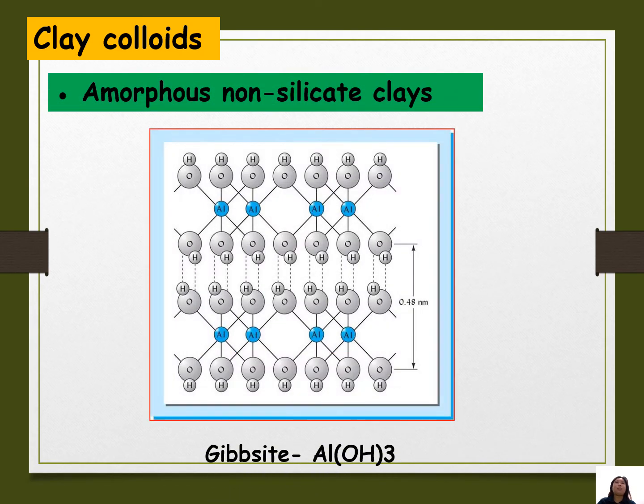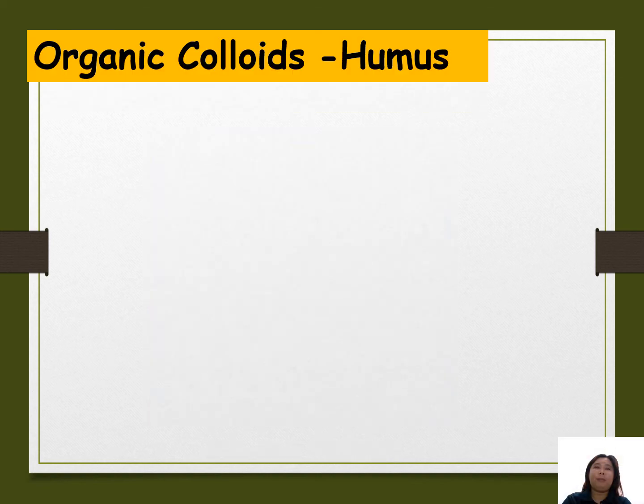So this is the structure of gibbsite, or aluminum hydroxide. So we are now finished with the inorganic colloids. Now we're moving on with the organic colloids, or the humus.